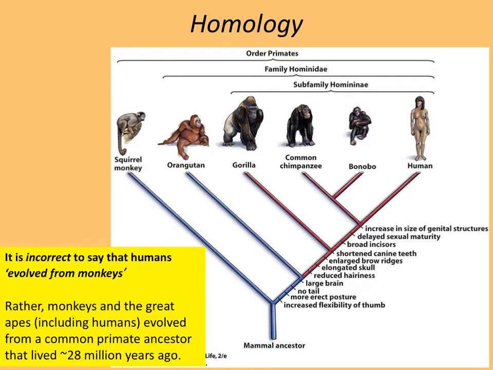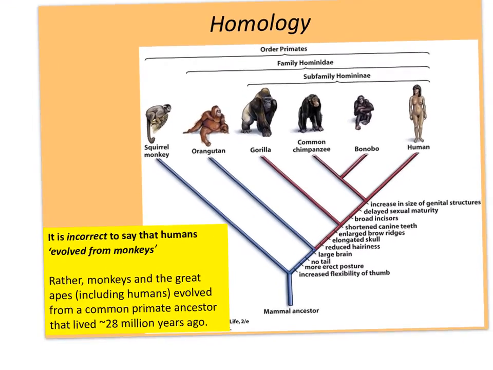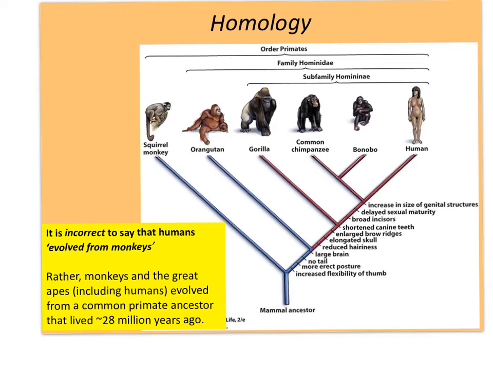Okay, now it's incorrect to say that humans evolved from monkeys. Okay. Rather, monkeys and the great apes, including humans, evolved from a common primate ancestor that lived around 30 million years ago. Okay? So, these are older primates.